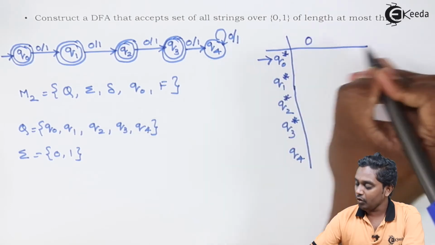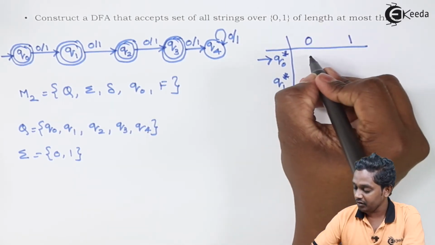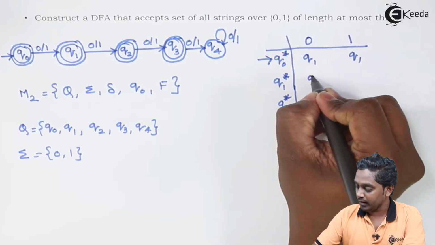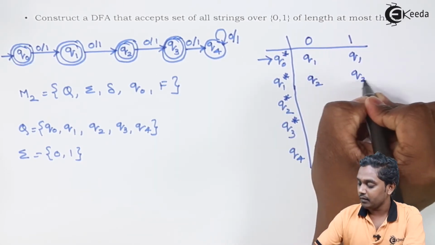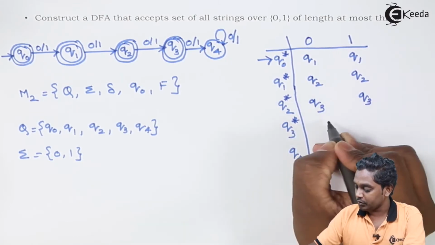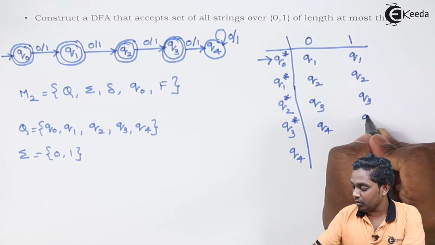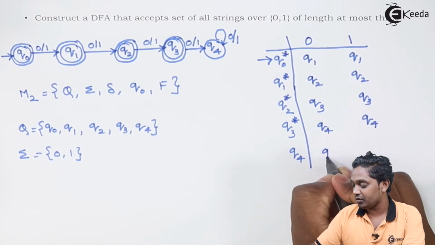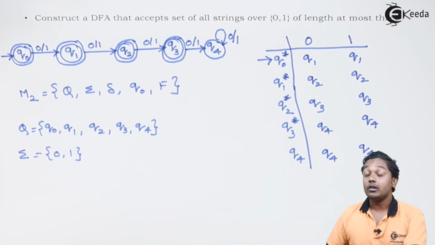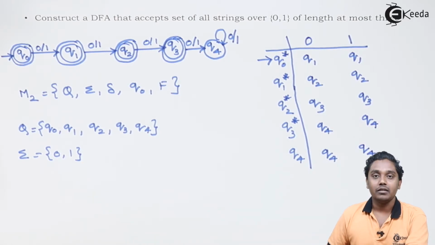On alphabet 0 or 1, Q0 will have a transition to Q1. From Q1, it will have a transition to Q2. From Q2, it will have a transition to Q3. From Q3, it will have a transition to Q4. From Q4, it will have a transition to Q4 itself, because now this is a non-accepting state. Non-accepting states are also called dead states, because there is no path to any final state after getting trapped in this state for the given input.